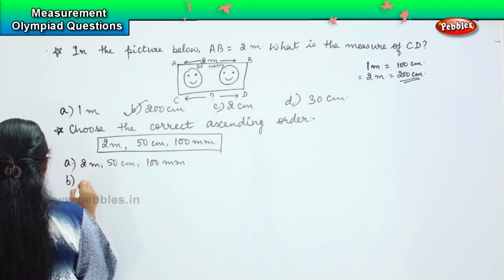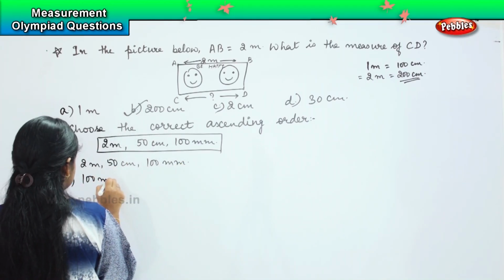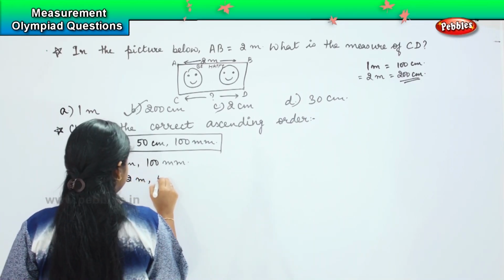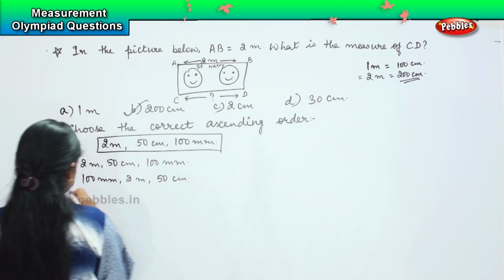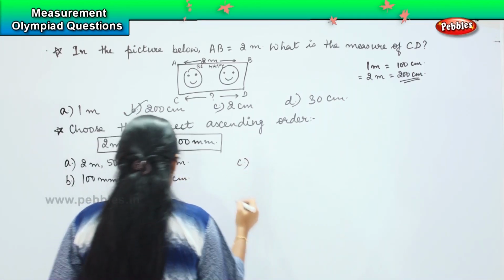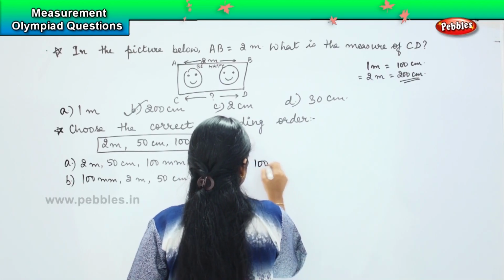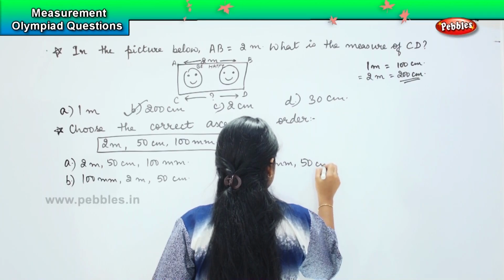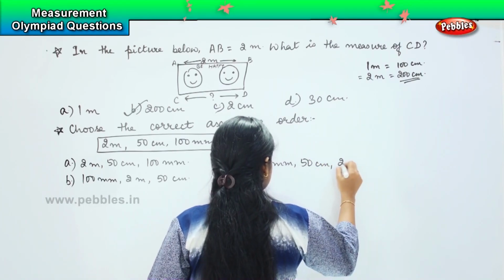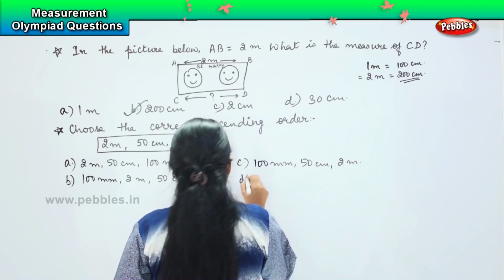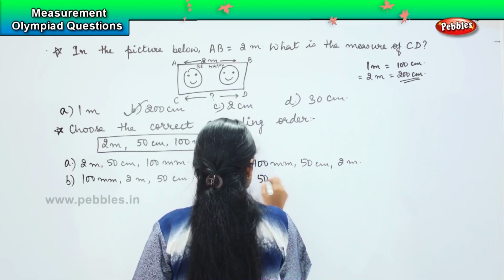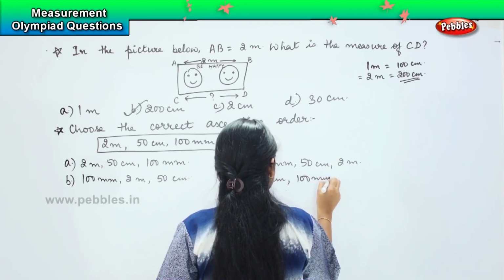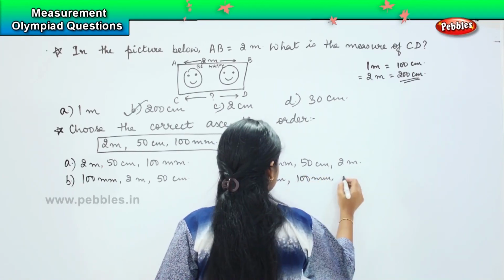Option B 100 millimeter, 2 meter, 50 centimeter. Option C 100 millimeter, 50 centimeter, 2 meter. Option D 50 centimeter, 100 millimeter and 2 meter.